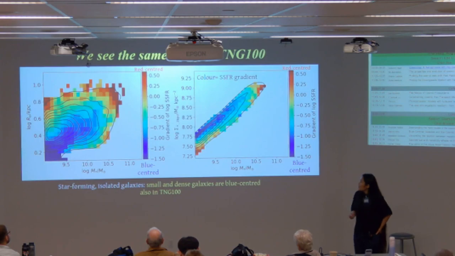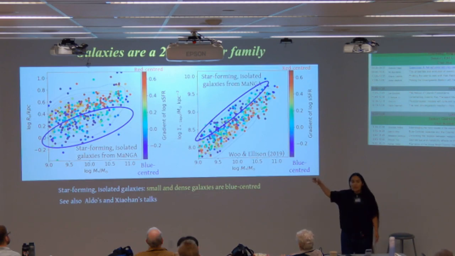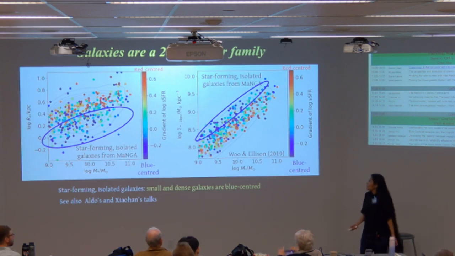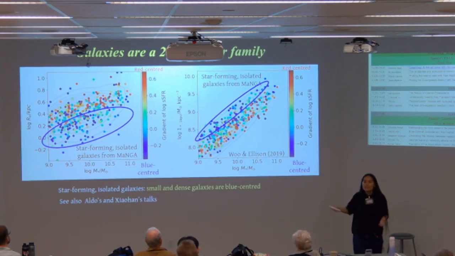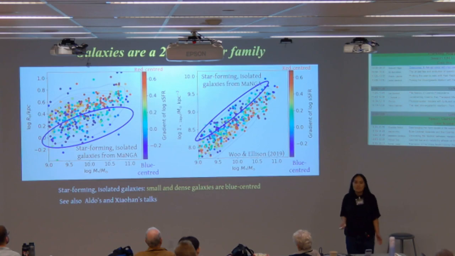One of the questions we want to know is why. Why do galaxies have such a range of sizes, a range of densities, and why are they blue-centered? Why is there this correlation between blue-centeredness and galaxy size? So we wanted to find that out. This is observations, this is MaNGA. So we wanted to check why, and one of the best ways to do it is to look in simulations.